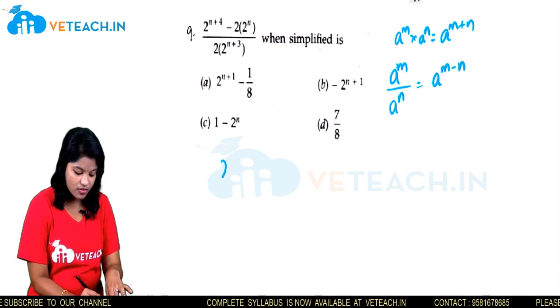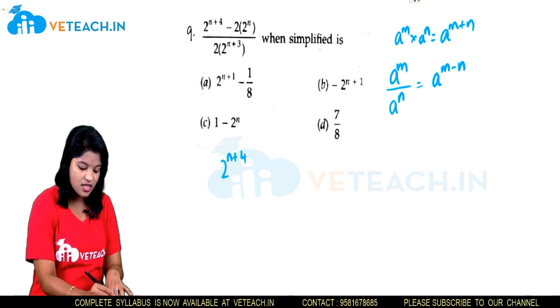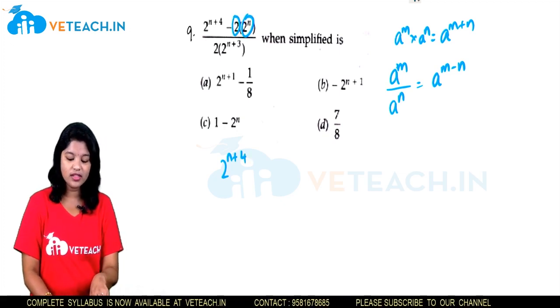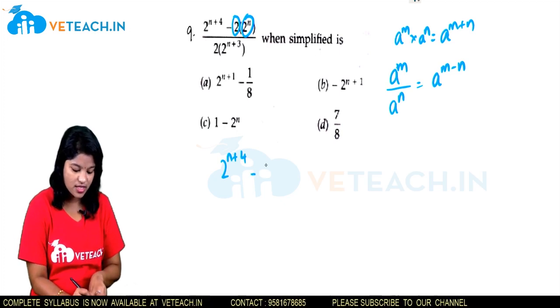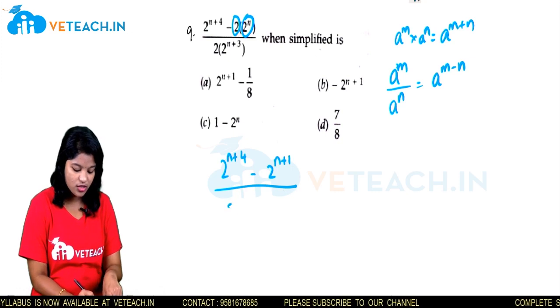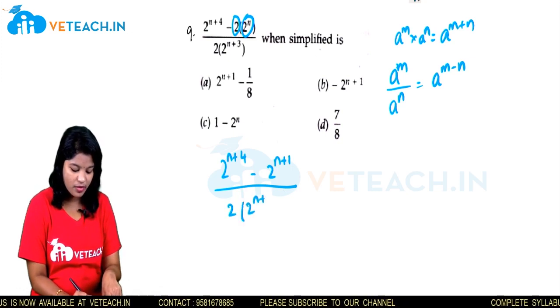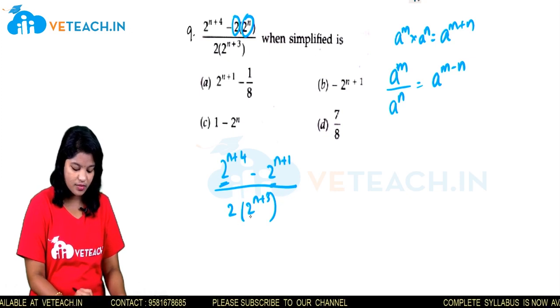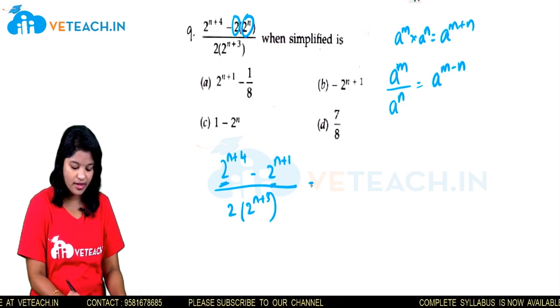Now here write down the first term as it is. Now this is of the form a power m into a power n. So rewrite it as 2 power n plus 1 divided by 2 into 2 power n plus 3. So out of these two terms, I can take 2 power n as common.